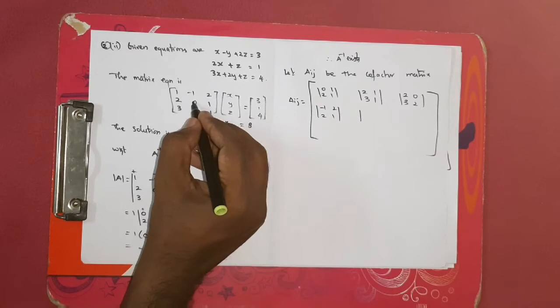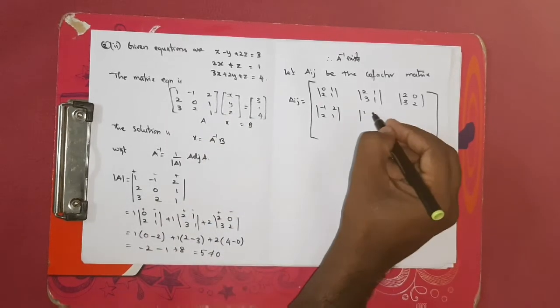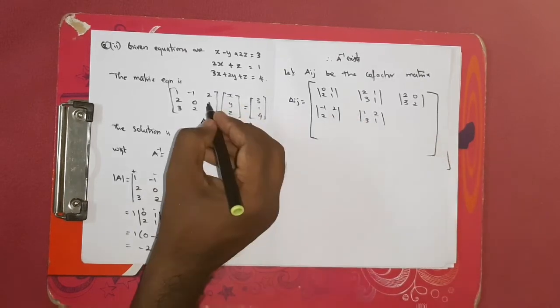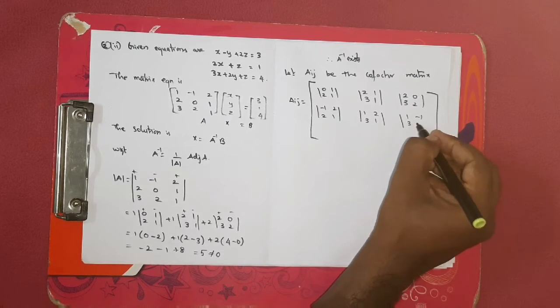Next for this 0 you write the minor. So leave this row and this column. So 1, 2, 3, 1. Next for this 1 you write, leave this row and column. So you have 1, -1, 3, 2.